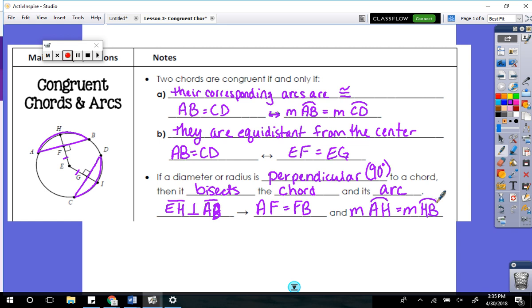Okay. So because you have EH perpendicular to AB, it makes this right angle here. AF is equal to FB. Okay, that means that these two pieces here are equal to each other.